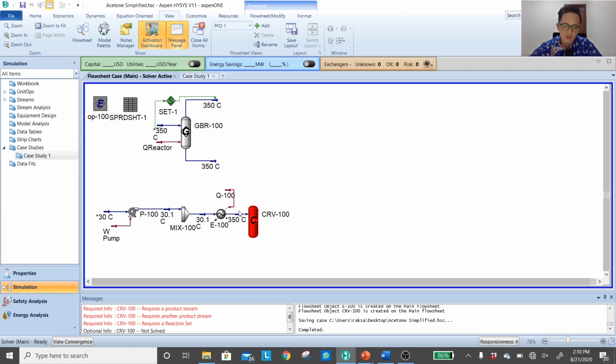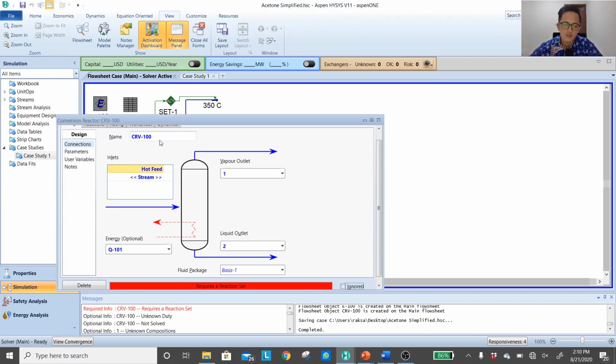So it's ready to be linked to the reactor. Okay, vapor product, liquid product, and because it's isothermal, that means I have to provide the heat for the reactor. It requires a reaction set. Okay, and if you check the reaction set, we haven't had any option over here because we haven't defined the reaction.